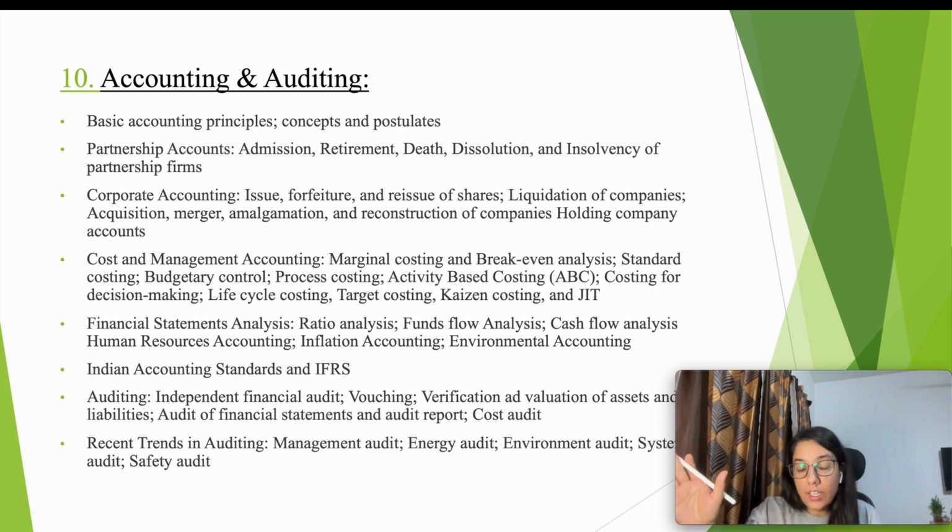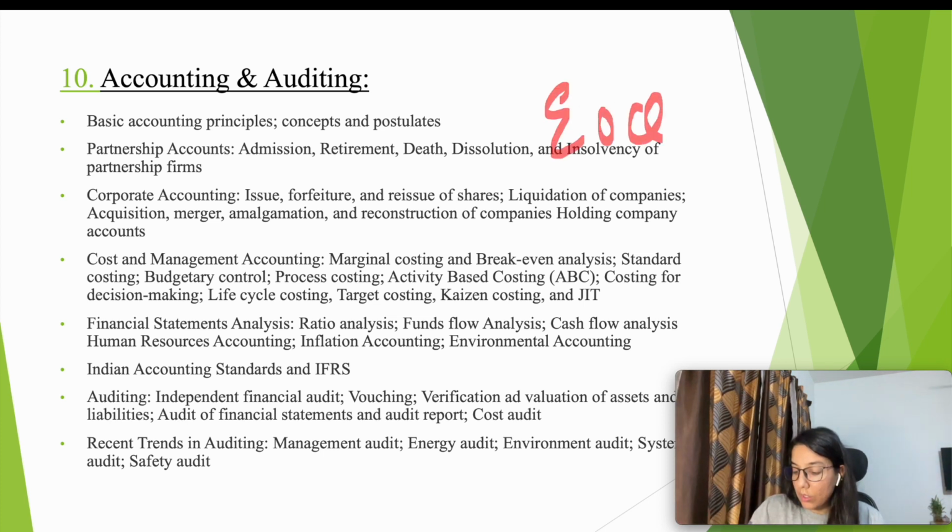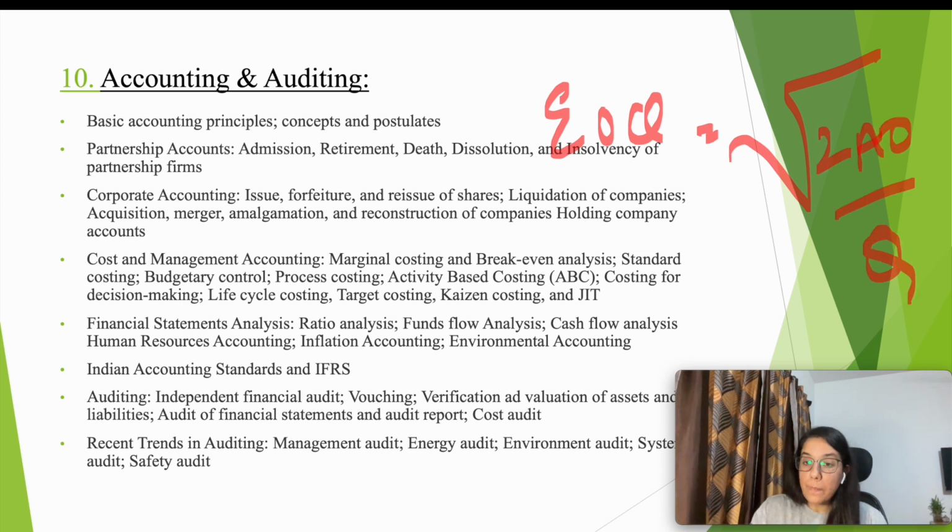Economic order quantity, this question comes. The formula of economic order quantity is under root 2AO upon Q, so they can put a question related to that. Then they can put a question related to the four features of accounts, so you should remember the company's accounts.